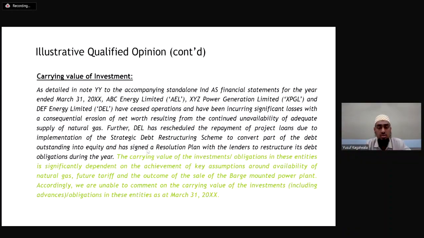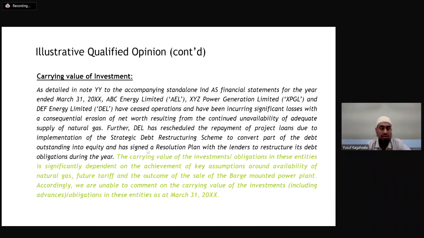So the investment which the holding company has in the subsidiary company, the value which has been carried in the financial statements is not proper, but the management is positive, based on the restructuring scheme and a resolution plan, that they will be able to get back the carrying value. So there will be no issue with it.